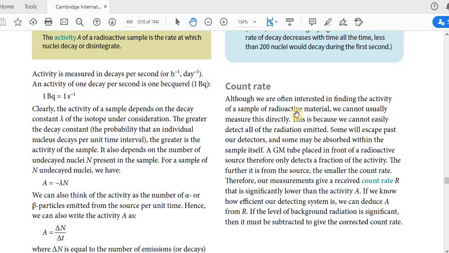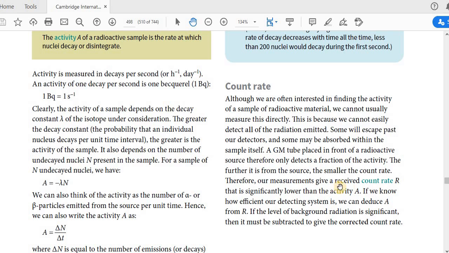The next topic is count rate. Although we are often interested in finding the activity of a sample of radioactive material, we cannot usually measure this directly. This is because we cannot easily detect all the radiation emitted. Some will escape past our detector, so not all the radiation enters the detector or Geiger-Müller tube. Some will escape past our detectors and some may be absorbed within the sample itself. A GM tube placed in front of a radioactive source therefore only detects a fraction of the activity, because it doesn't detect all the radiation. The further it is from the source, the smaller the count rate.